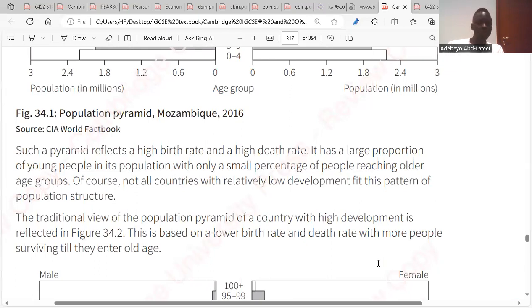It has a large proportion of young people in its population, with only a small percentage of people reaching older age groups. Of course, not all countries with relatively low development fit this pattern of population structure. So the pyramid basically talks about the rate of birth in the country, and the number of middle-aged, the number of younger ones, and the number of old ones in the country.